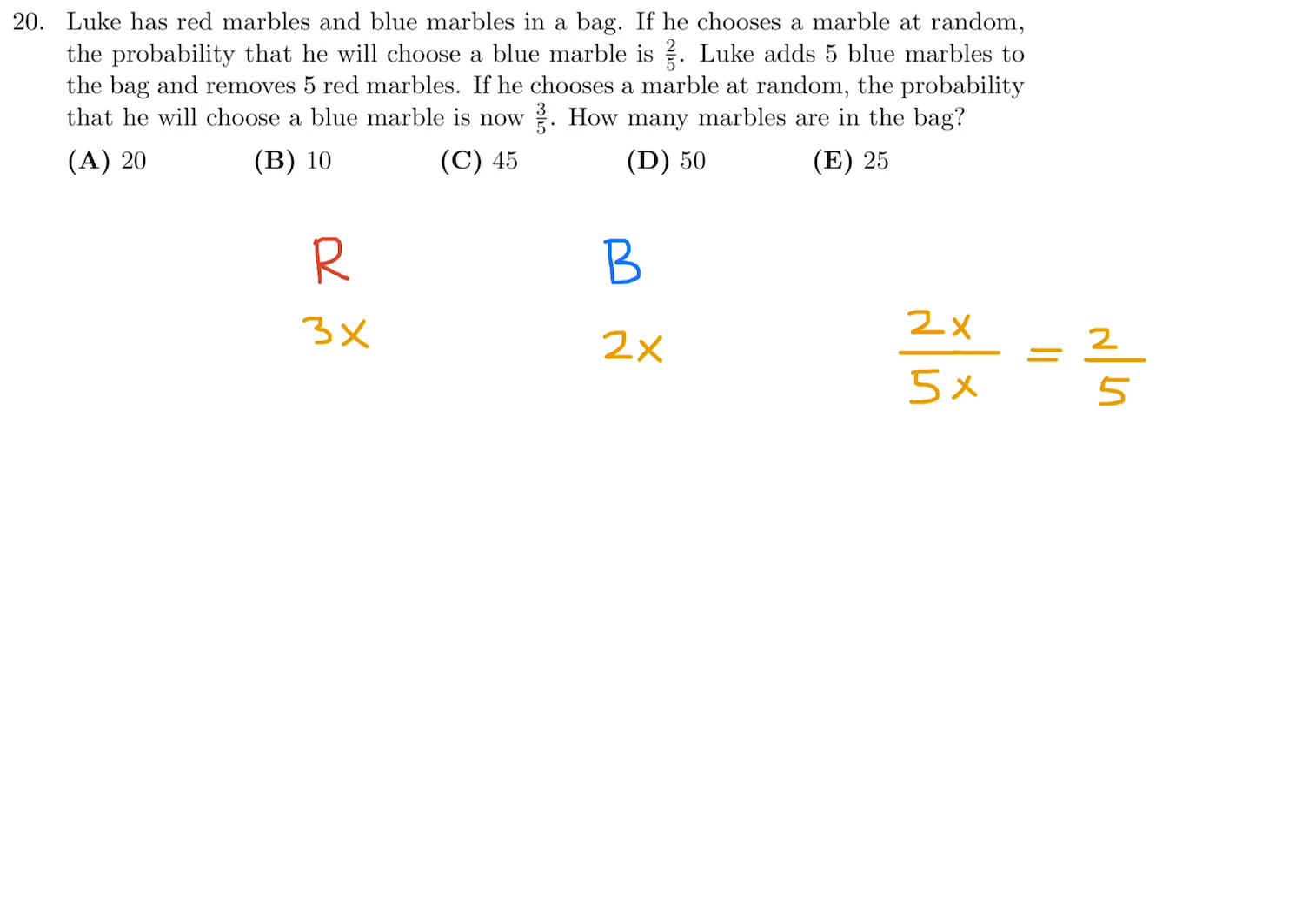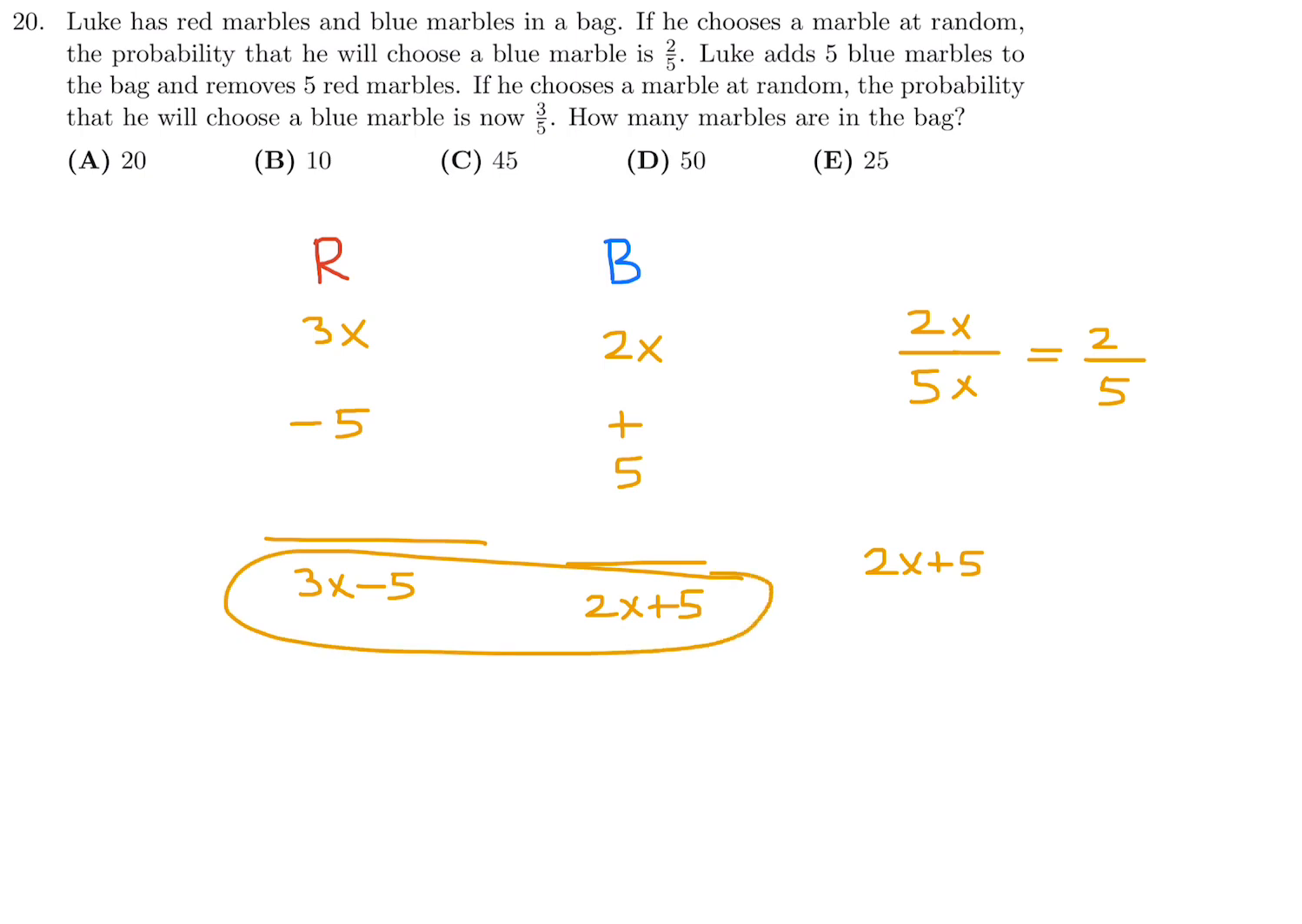Then they're saying that Luke adds 5 marbles, so this becomes plus 5. But then he removes 5 red marbles, so this becomes minus 5. So this total is now 2x plus 5, and this total is 3x minus 5. So now the probability, they're saying, of getting a blue marble is 3/5. So 2x plus 5, this guy, over the total. And the total this time is 5x minus 5 plus 5. Well, the 5's cancel, interestingly. So the total is just 5x.